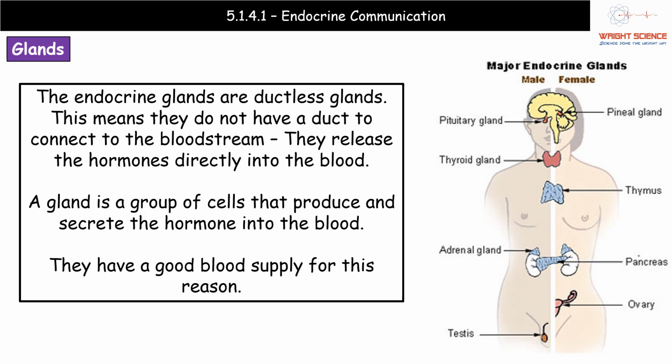Now, when we're talking about these things called glands, these are groups of cells that produce and secrete that hormone into the blood itself. And therefore, they all have a good blood supply passing by them.